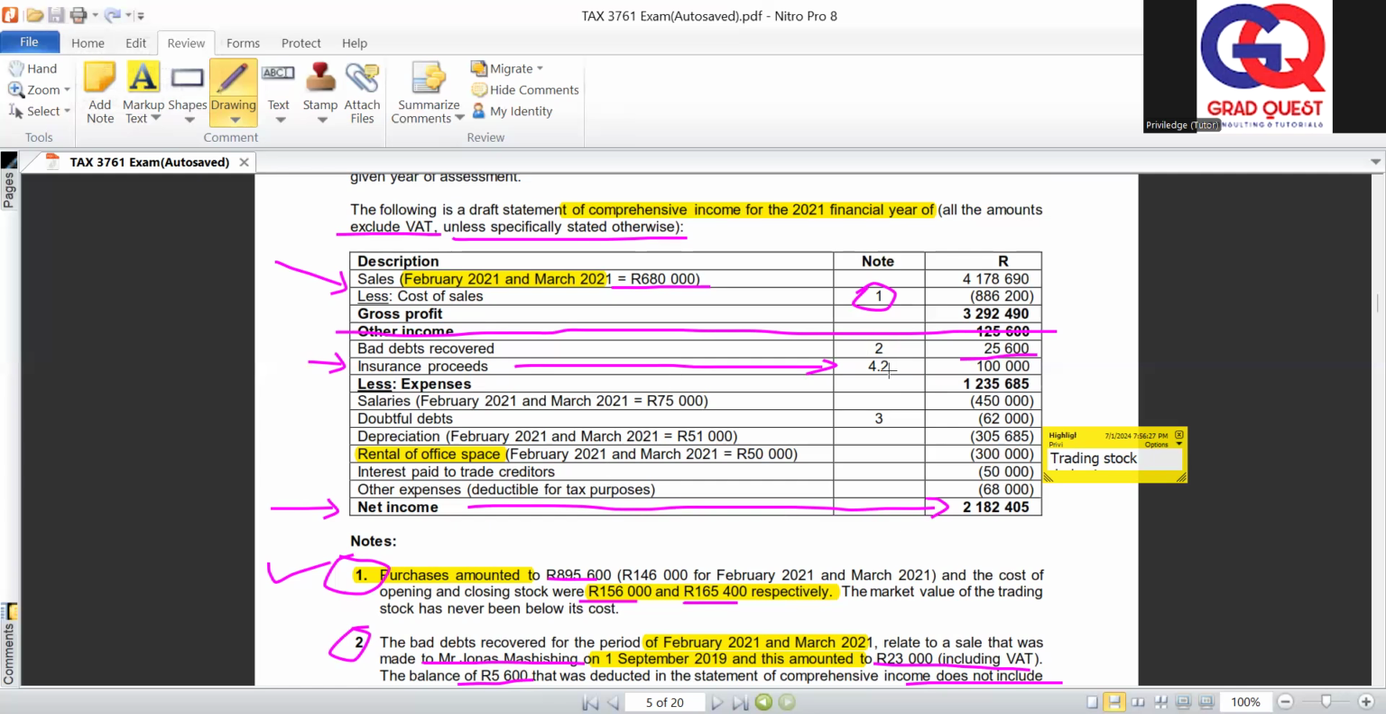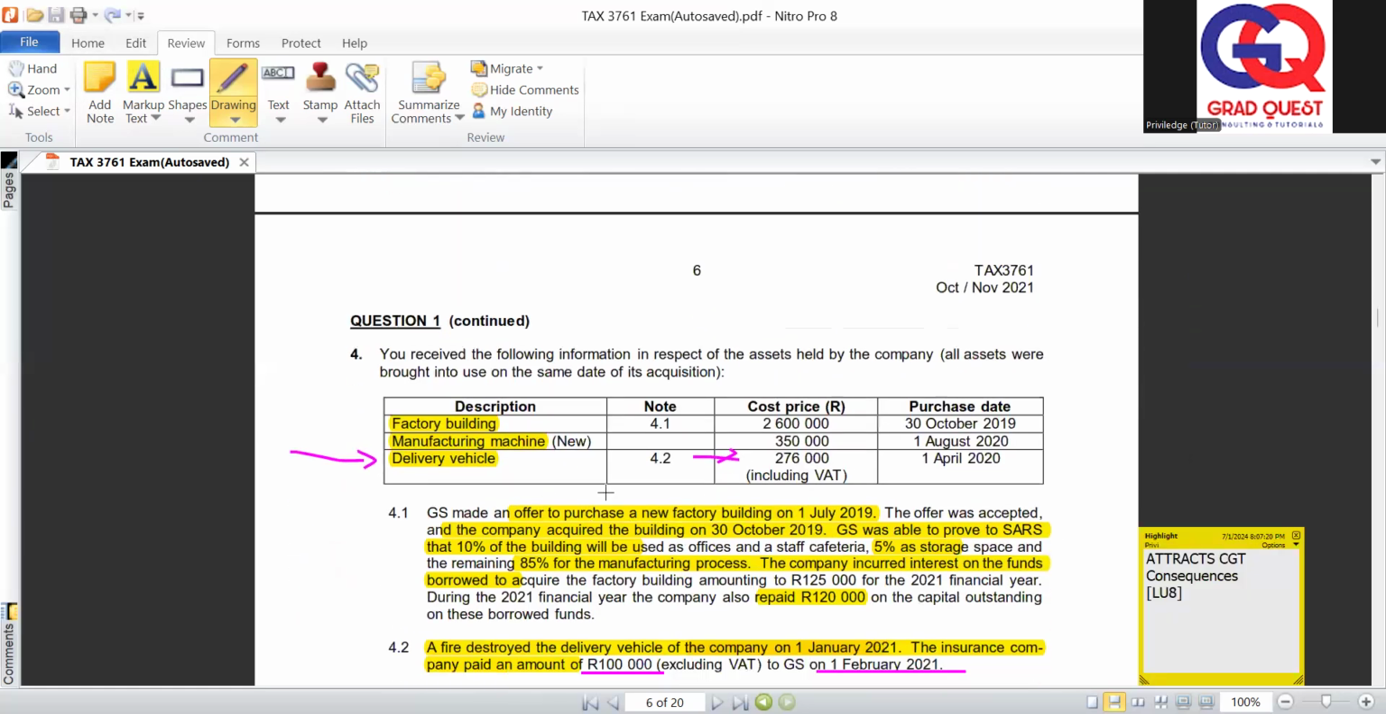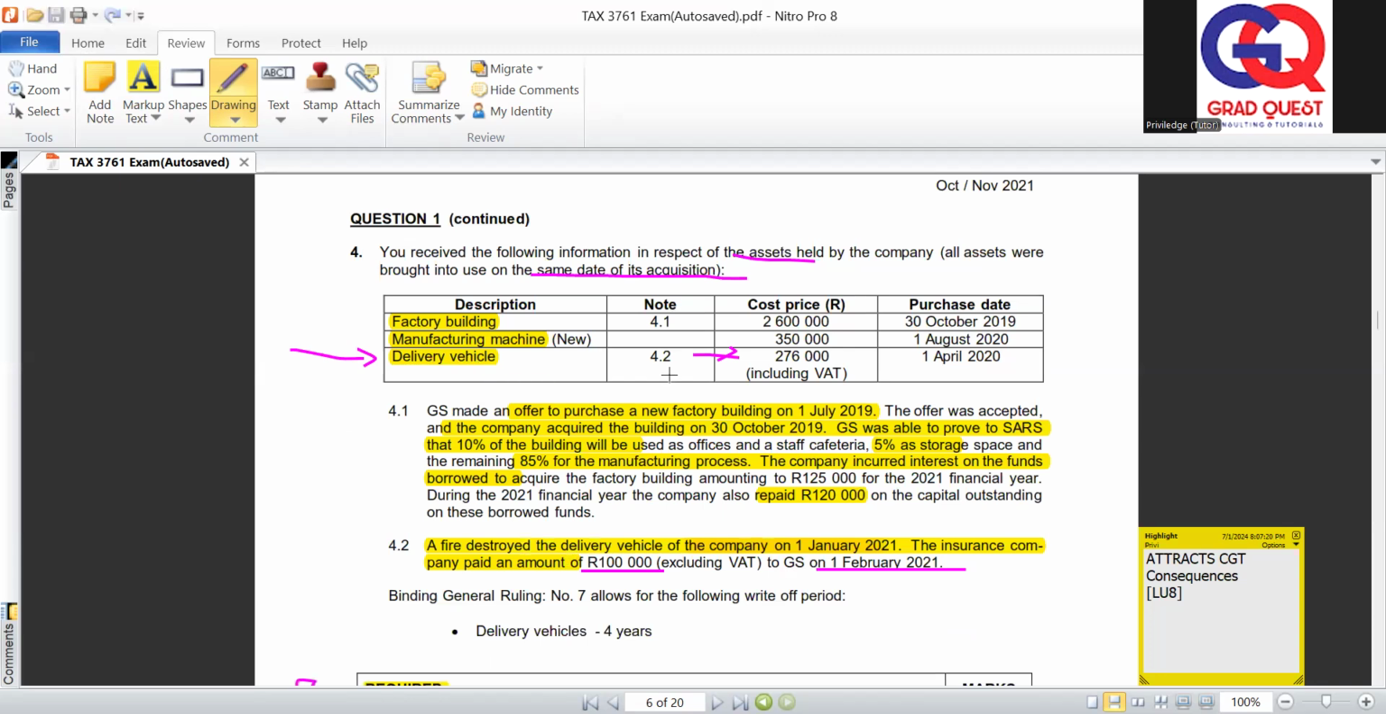So, getting to information 4.2, because that's the part where we were in the previous lecture, to account for the delivery vehicle. If you notice in the table here, they said you received the following information in respect of the assets held by the company, which were brought into use on the same date of acquisition. Now, there was a delivery vehicle, according to note 4.2. The cost price or purchase price of this vehicle was 276,000, including VAT. When was this particular vehicle acquired? It was acquired on the 1st of April in 2020.